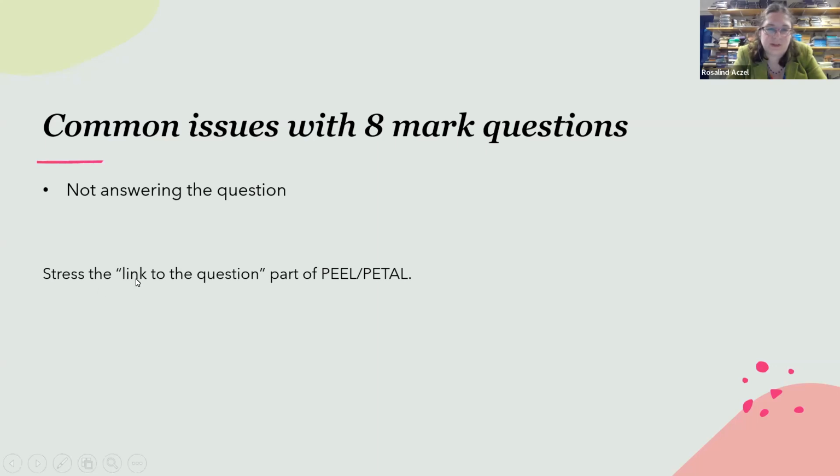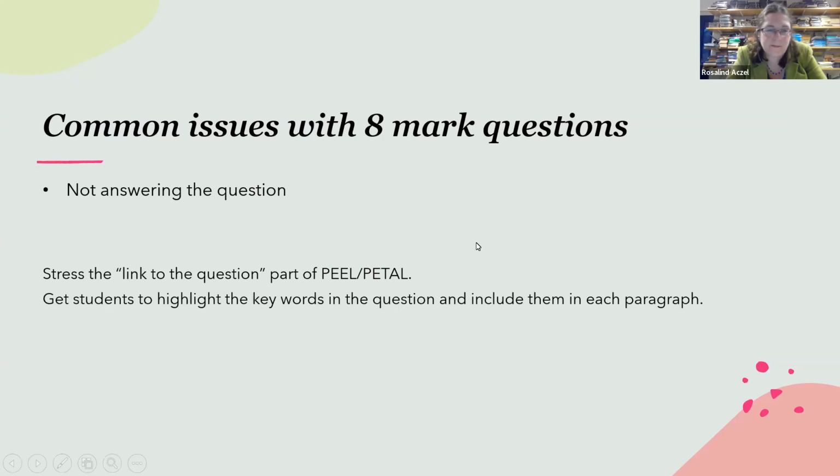So I would just link to the question, stress that bit, that's a really important part of what they're doing. Highlighting keywords in the question and include them in each paragraph. It can be a bit boring if every single paragraph has the word dramatic or exciting in, but if you've got weaker students, that might be what you need to do. If you've got stronger students, they should be able to use synonyms, they should be able to express it in different ways.